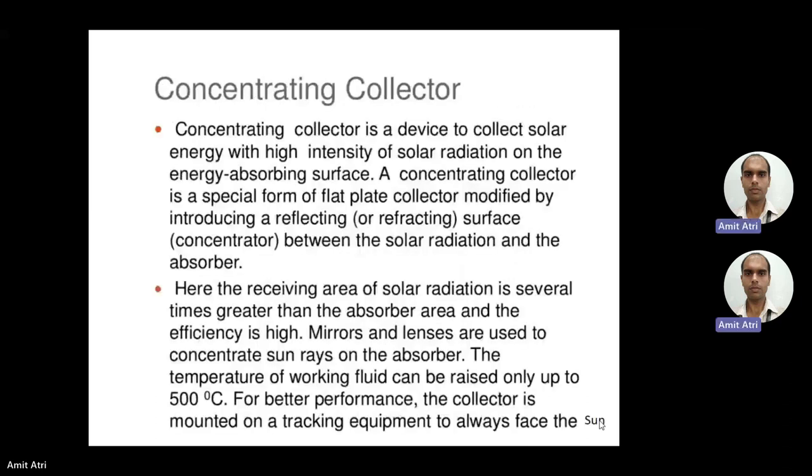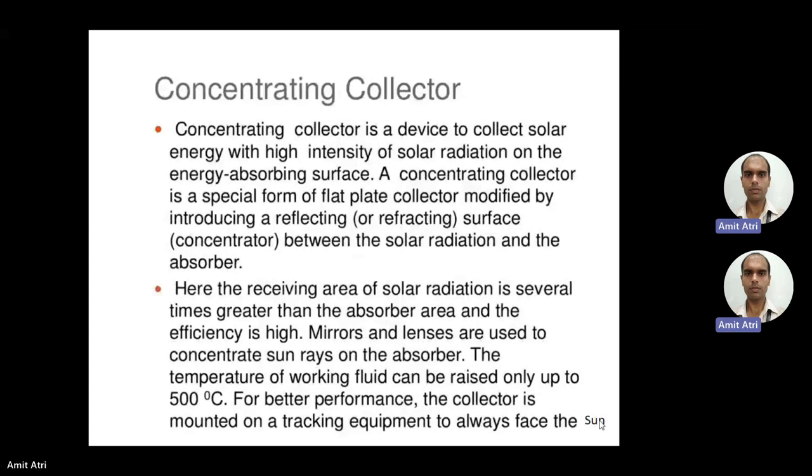Okay, a concentrating collector is a special form of flat plate collector modified by introducing a reflecting surface between the solar radiation and the absorber. So that was a curved, concave type reflecting surface. Here the receiving area of solar radiation is several times greater than the absorber area and efficiency is very high. Okay, we have just seen there the receiving area was very large. It was a concave mirror type area.